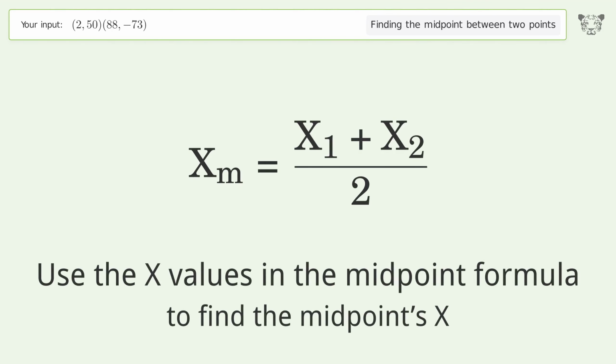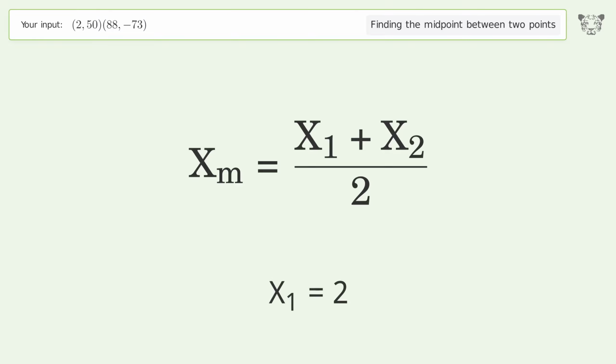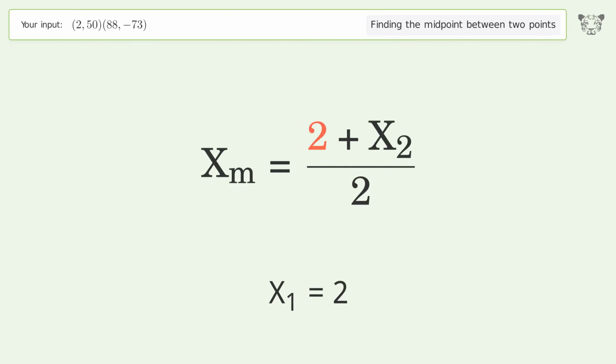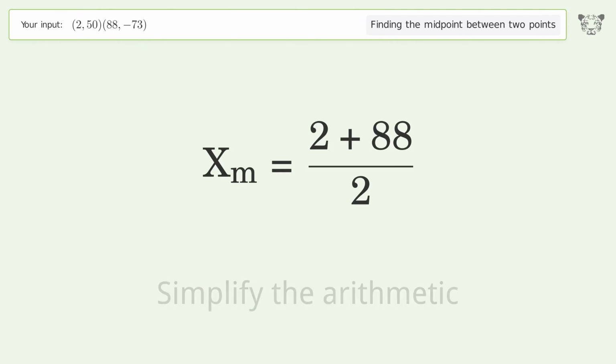Use the x values in the midpoint formula to find the midpoint's x. x1 equals 2. x2 equals 88. Simplify the arithmetic.